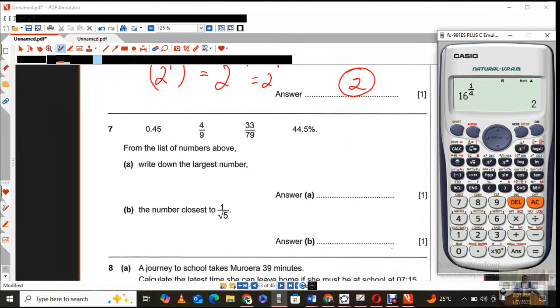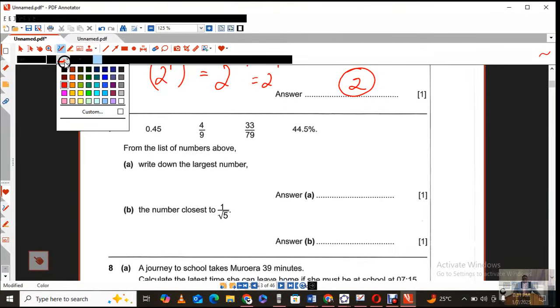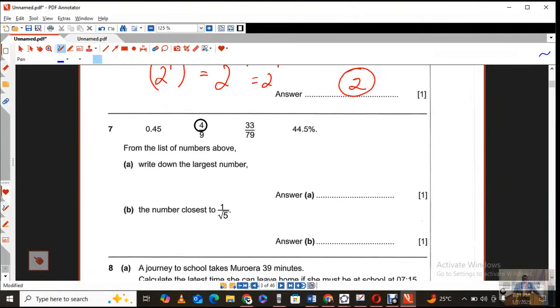Right, once you come to question 7, again, you have a list of numbers, and these 4 numbers, they want you first of all to write down the largest number. So this will prompt you to perhaps write them as decimals. This 4 over 9 as a decimal will be 0.444 recurring. This 33 over 79 would be nothing but 0.41772. Of course, you can check with your calculator. And this 44.5% is nothing but 0.445.